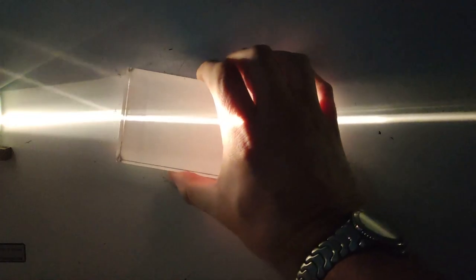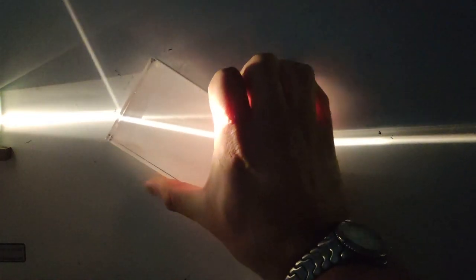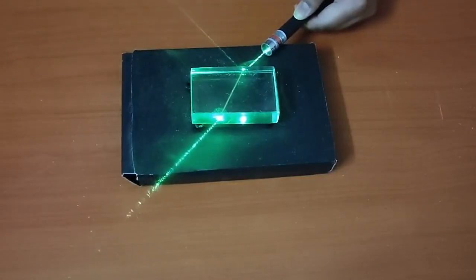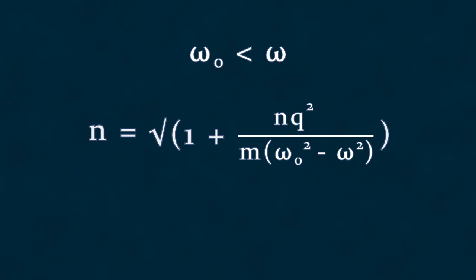If you have been following our reasoning carefully, you may, and ideally should, have a question of this nature. We have considered media in which the resonant frequency of oscillations of charged particles is much higher than the frequency of the incident light. But what if it's the other way around?